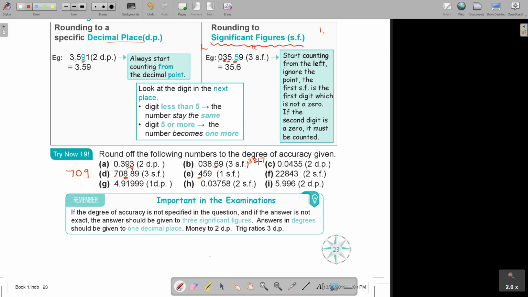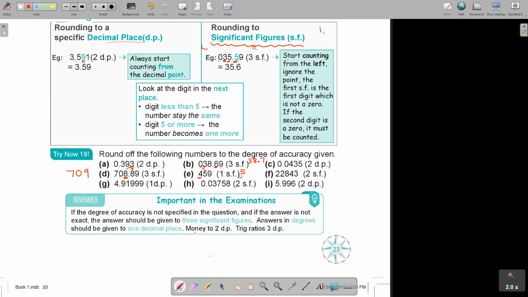Okay. Now comes the tricky ones. This is 1. I look at the one behind. It's a 5. Okay. Now, if it's a 5, then this must become a 5. If you write that 5, it's incorrect because approximation means it's more or less the same.